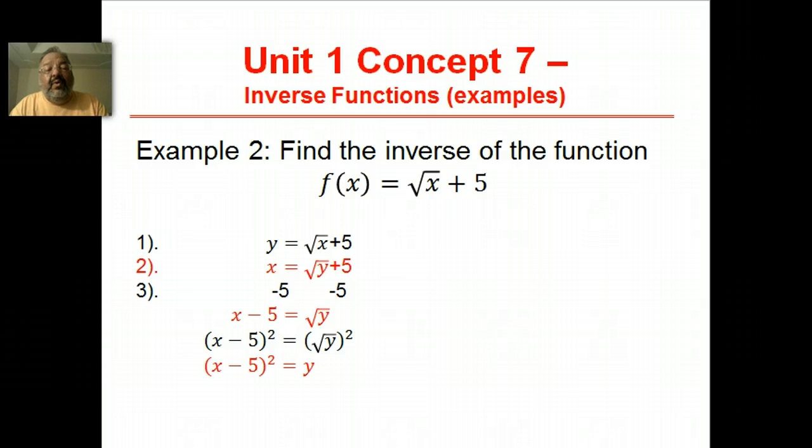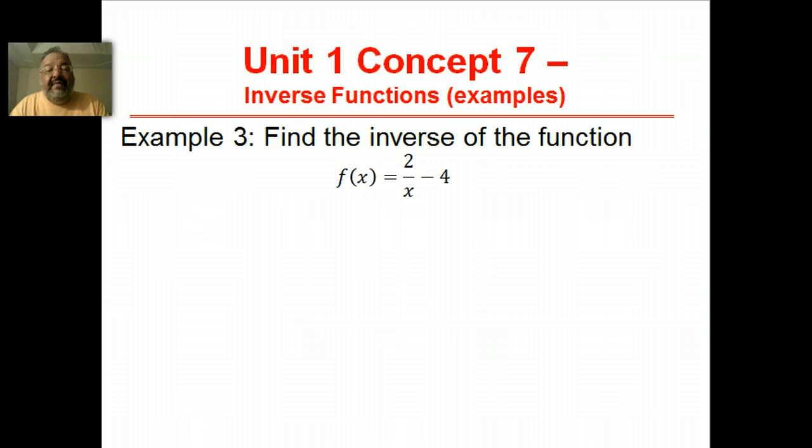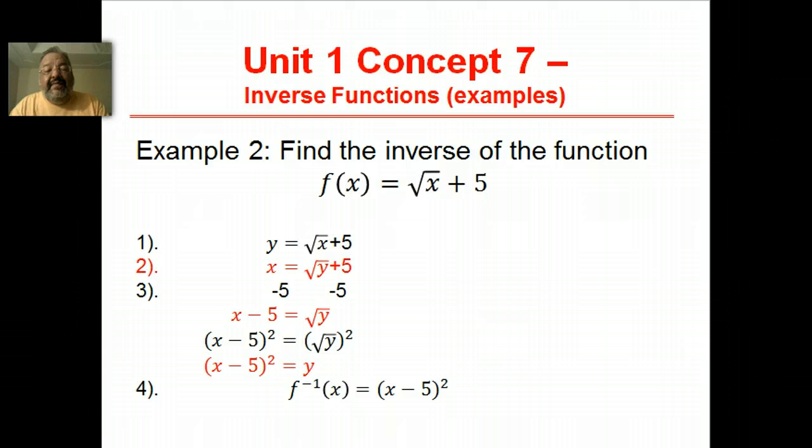Step 4, what is it? Exactly, I'm going to change y to f inverse of x. So that's the answer. Okay, f inverse of x, what was it again? Let me go back here. F inverse of x is equal to x minus 5 squared, the whole quantity.